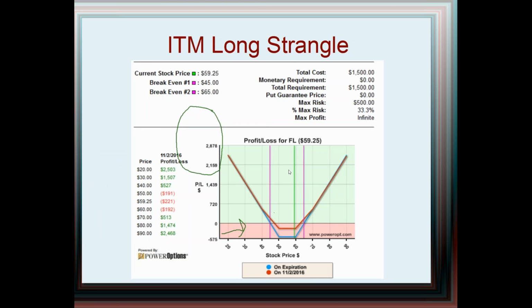Here's our profit and loss chart for the position. If Foot Locker is trading right at $55 at expiration, we hold it all the way to expiration and do nothing, well, our 50 strike call would be 5 points in the money. Our 60 strike put would be 5 points in the money. So we'd be guaranteed to get 10 points back, so we'd only lose 500. That's the difference with the in-the-money strangle. But the risk is still $500.